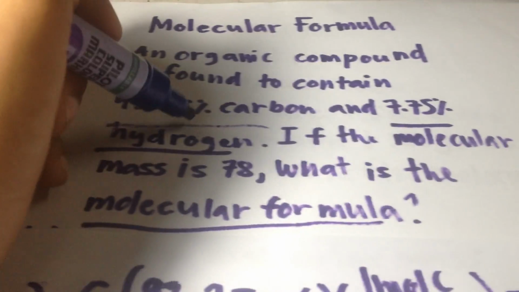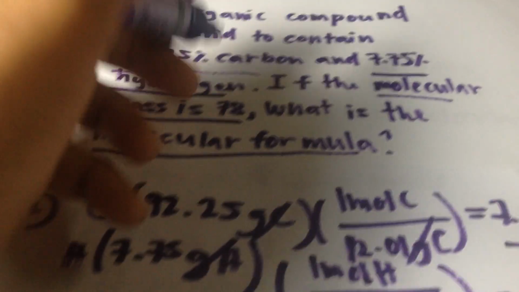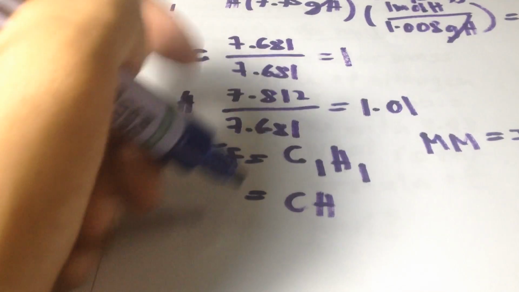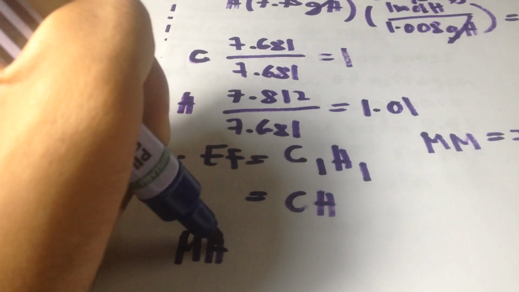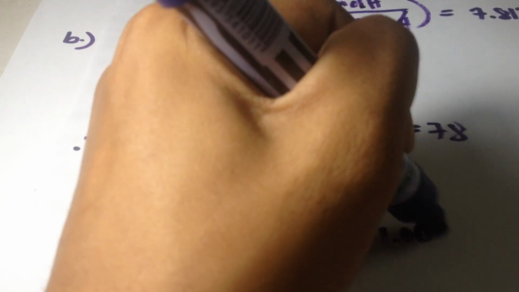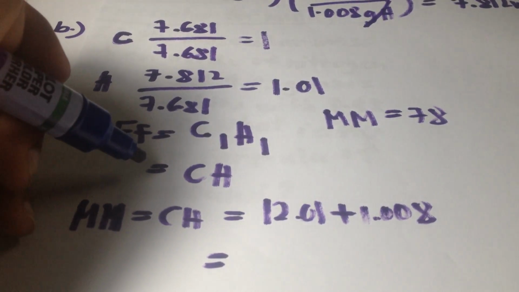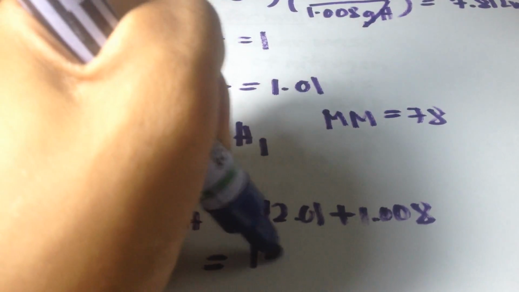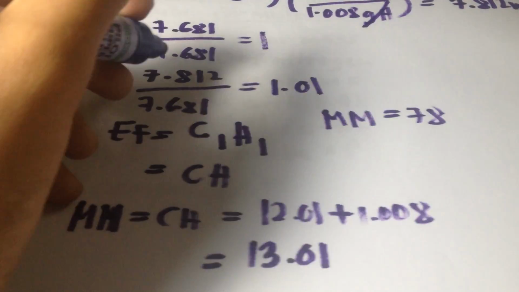So the molecular mass is equal to 78. So the molecular mass of the compound is 78, right? So find the molecular mass of CH. The molecular mass of CH is equal to 12.01 plus 1.008, which is equal to 13.01 grams per mole of CH.